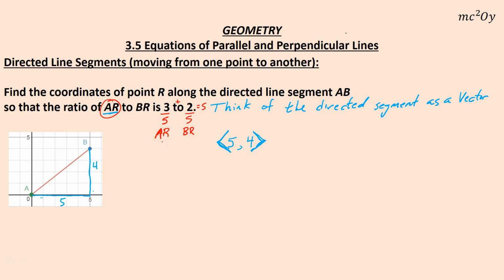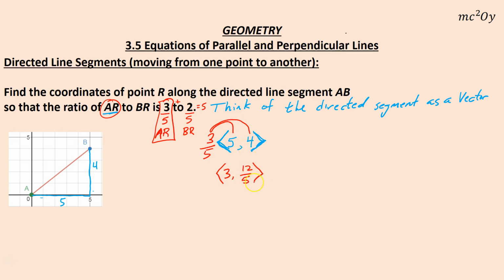Okay, and really you just set up your ratio here, 3/5. So I'm going to always start with my farthest left point. So in this case, A, like I'm reading the graph from left to right. And I'm going to take that 3/5 because it starts at point A and it goes to point R, and I'm going to multiply my vector by 3/5. So 3/5 of 5, well, that's 3 times 5 divided by 5, or 3. And 3/5 of 4, well, that's 3 times 4 is 12 divided by 5, or 12/5.